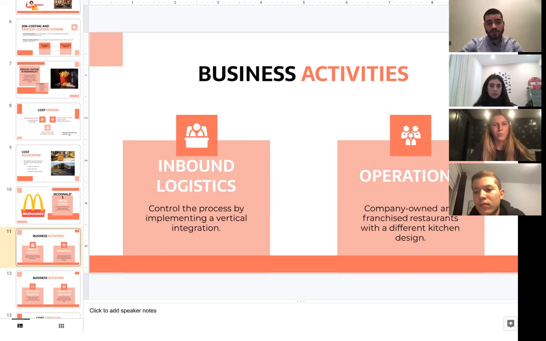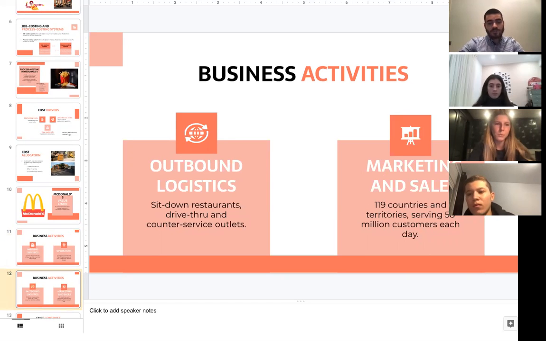Furthermore, McDonald's has always been aware of turning the company around to meet customer demands and trends through research and development. Given this, one of the first steps that it proposes in its operations has been to innovate the process of manufacturing and logistics. Next slide, please.